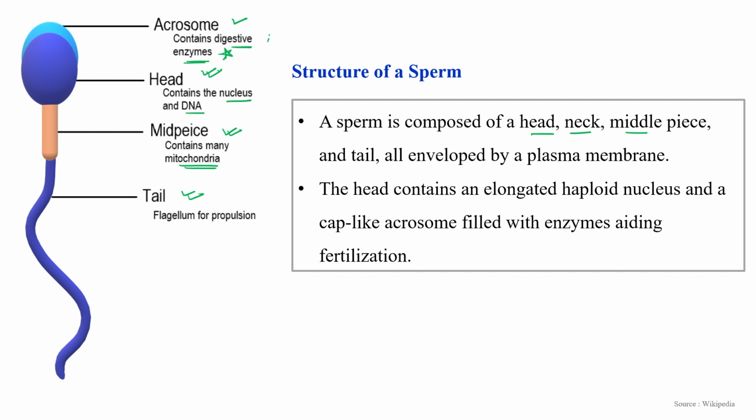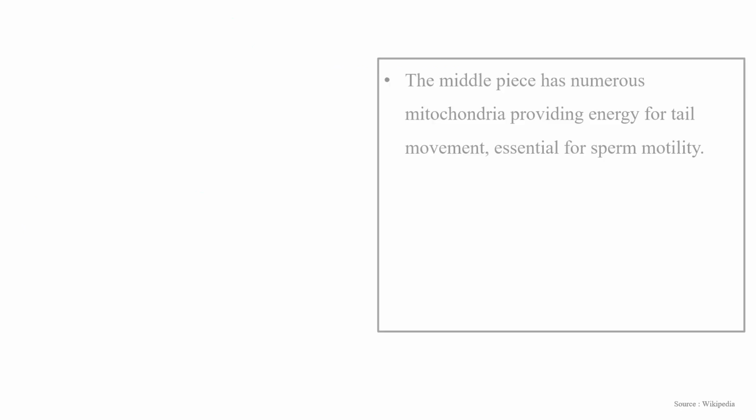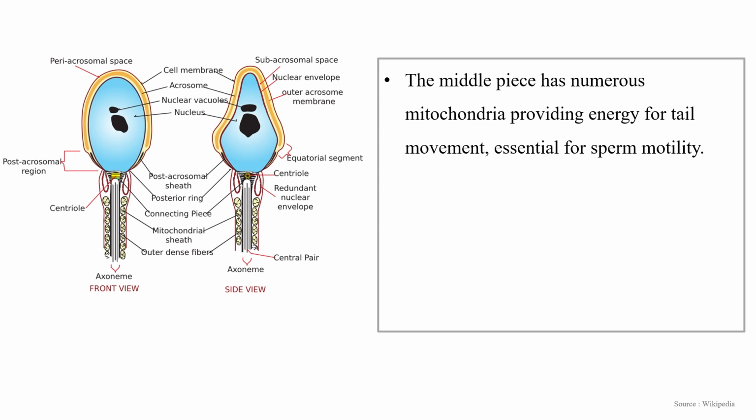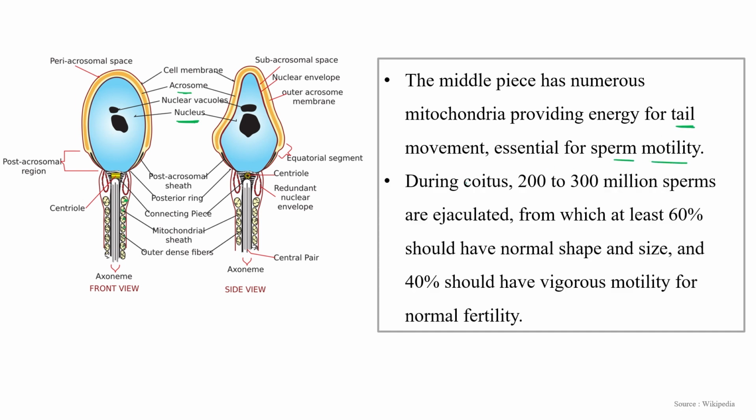Why are these digestive enzymes required? When the sperm penetrates the ovum for fertilization, the digestive enzymes are required. So they help in the penetration. This is the mid piece. The nucleus is present in the head. This is the acrosome. And in the mid piece you can see so many mitochondria. And finally the tail, which is essential for sperm motility.